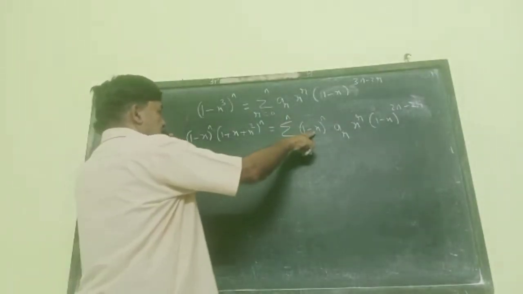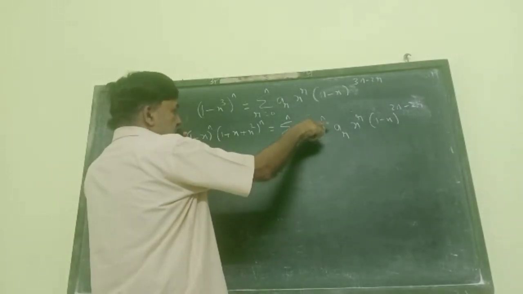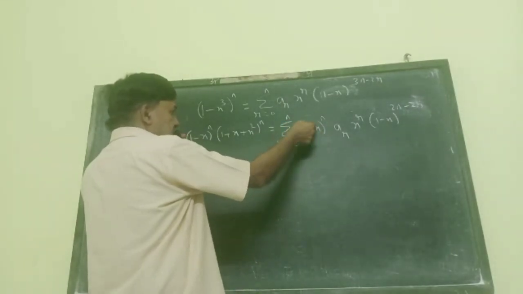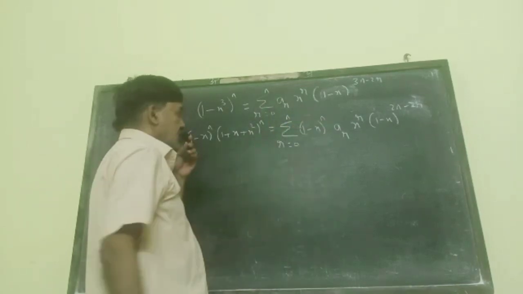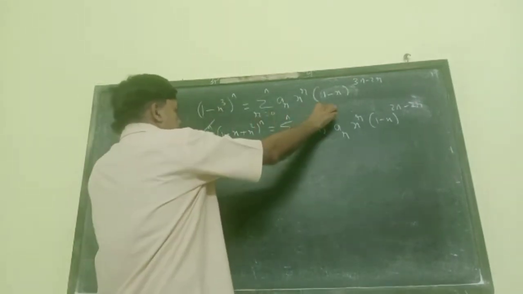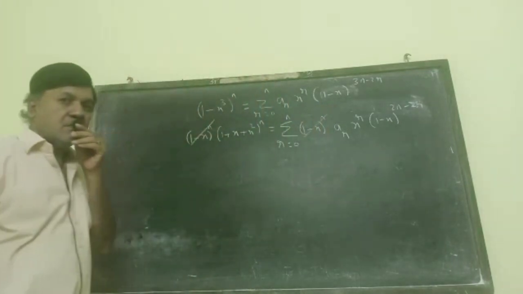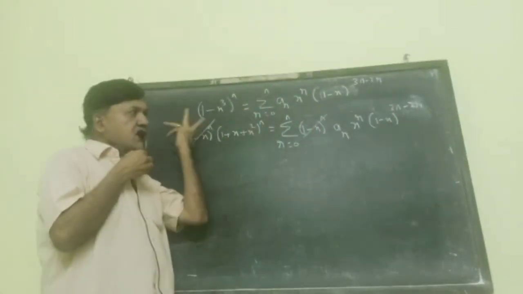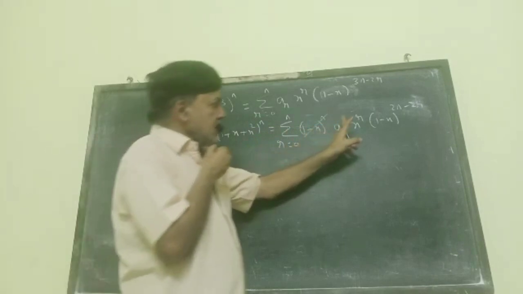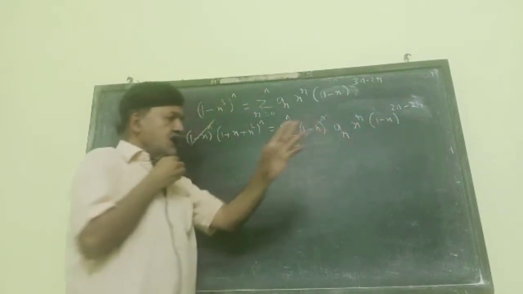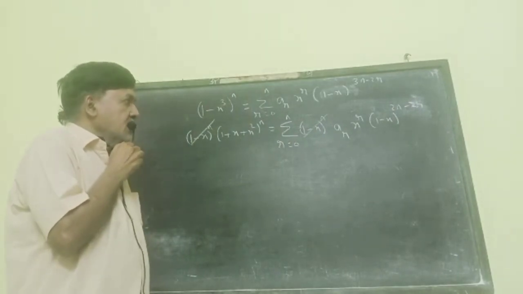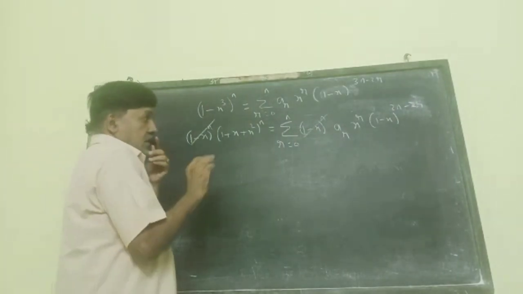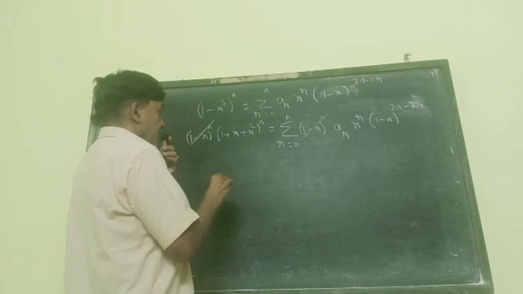See, this (1 minus x) whole power n is a constant. It may be inside sigma or outside sigma, it makes no difference because it is independent of r. So this I can cancel. So I can take it outside and cancel because these three only will change as r changes. That will not change anyhow. Right? Okay, understood? We got like this.